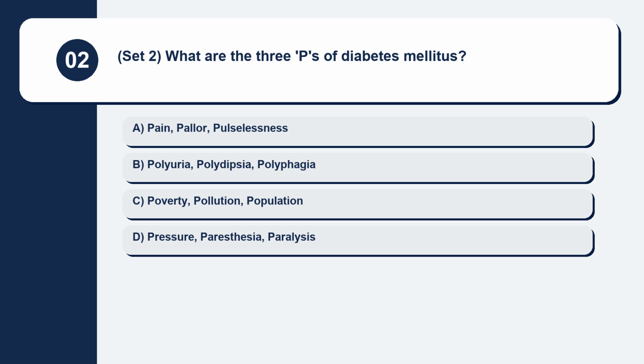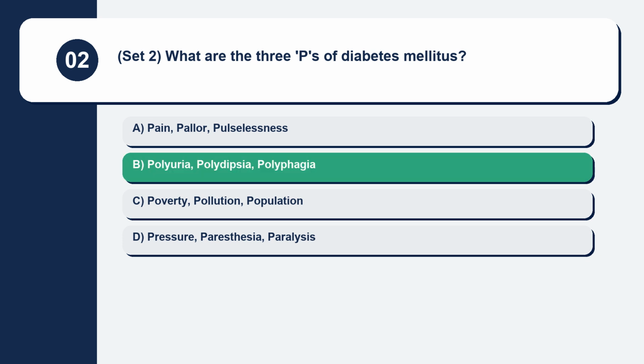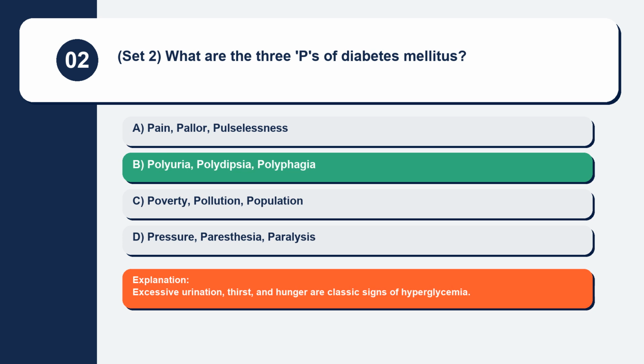Question 2, Set 2. What are the 3 P's of diabetes mellitus? Pain, pallor, pulselessness, polyuria, polydipsia, polyphagia, poverty, pollution, population, pressure, paresthesia, paralysis. Excessive urination, thirst, and hunger are classic signs of hyperglycemia.